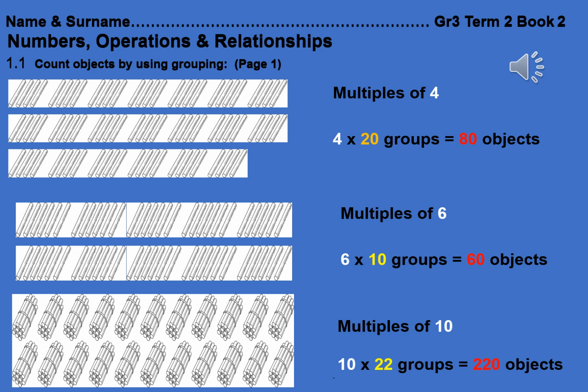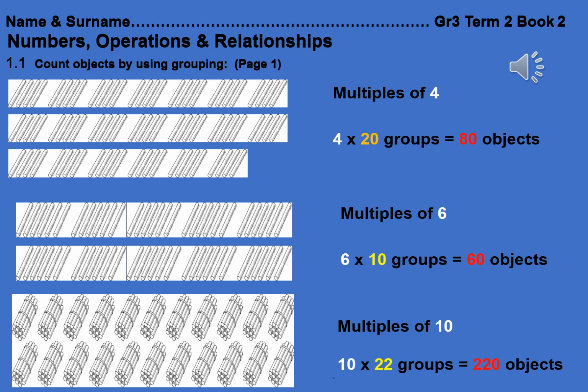Let's look at the last picture. We've got bundles tied up and they are grouped in groups of 10, multiples of 10. How many of these groups can we count together? Count with teacher. 1, 2, 3, 4, 5, 6, 7, 8, 9, 10, 11, 12, 13, 14, 15, 16, 17, 18, 19, 20, 21, 22.